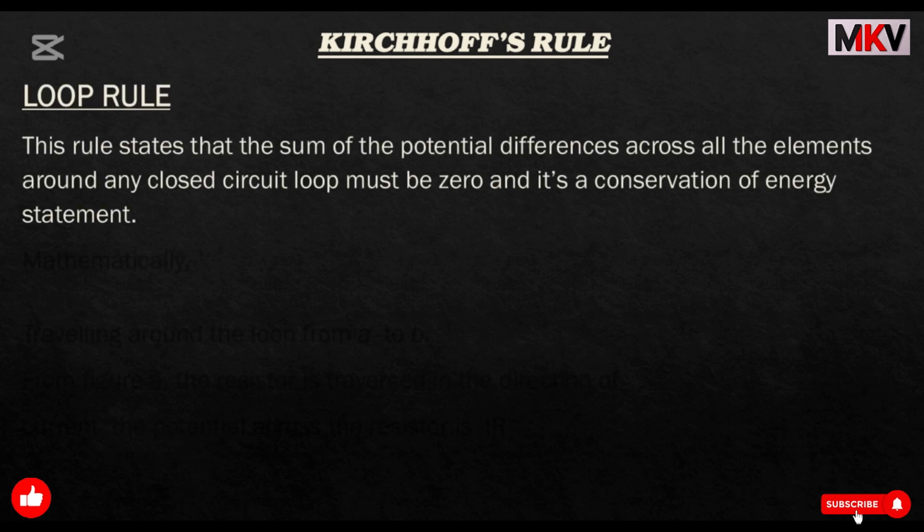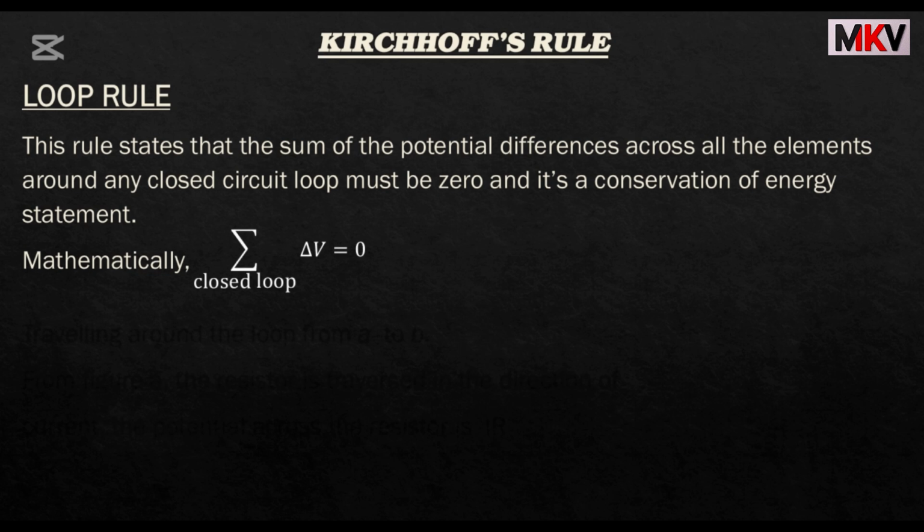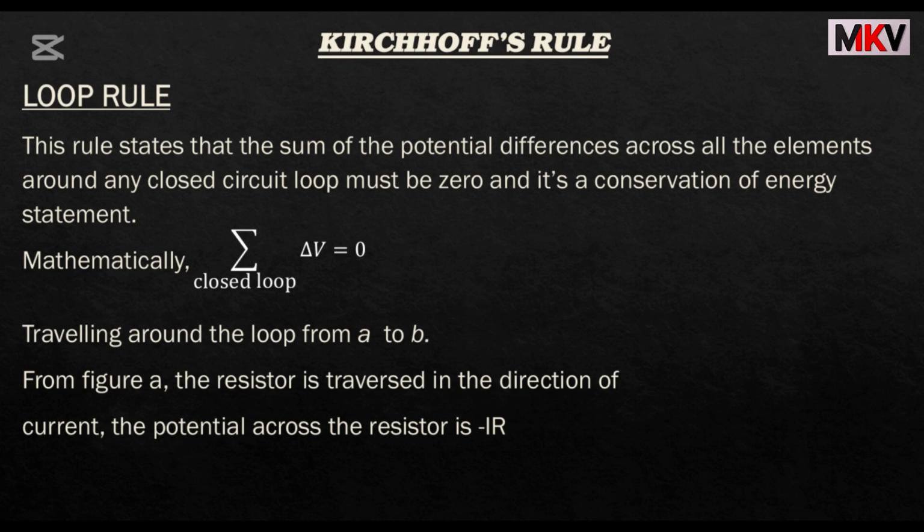Now the loop rule. This rule states that the sum of the potential differences across all the elements around any closed circuit loop must be zero, and it is a conservation of energy statement. So if you sum up all the potential differences across all the elements in the circuit, their summation should be equal to zero. Mathematically, the summation of all the potential differences in a closed loop is equal to zero.